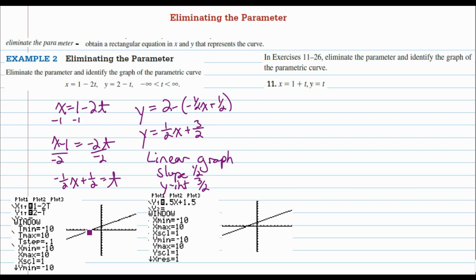And you can see that's a linear graph in parametric mode, and it is the same exact linear graph in rectangular mode, also with a standard window.